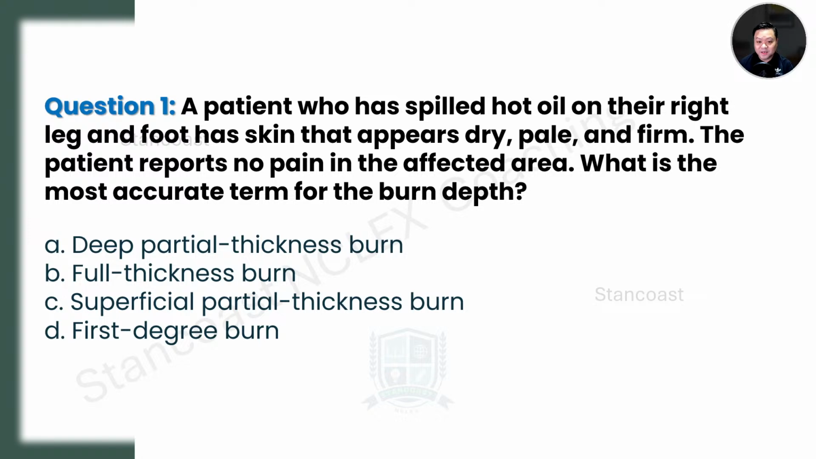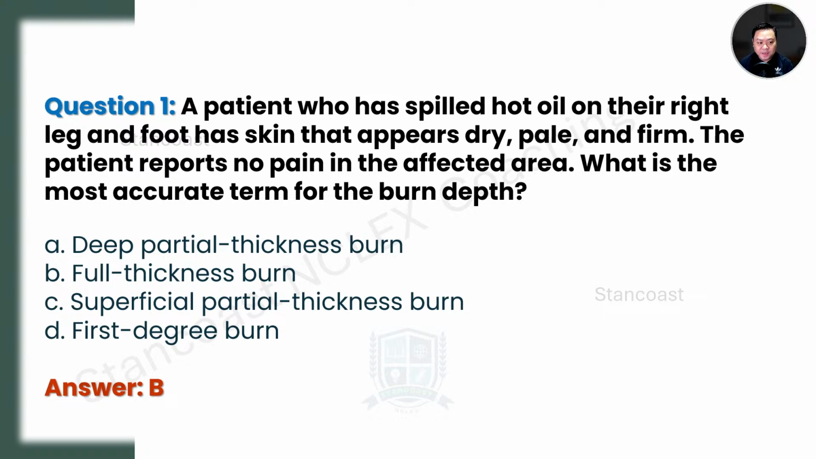The correct answer here should be letter B. This is the full thickness burn, because in this type of burn, the skin will often appear pale. It will be dry and may have that leathery texture. And these type of burns actually typically will lack pain because of the nerve damage in the affected area. So take note about that.